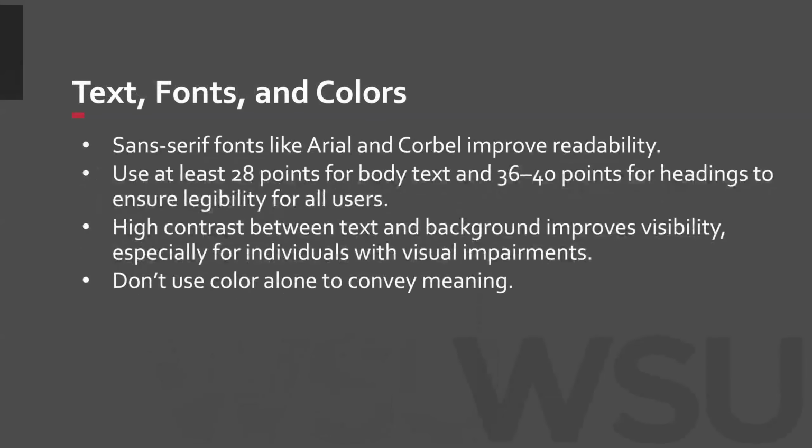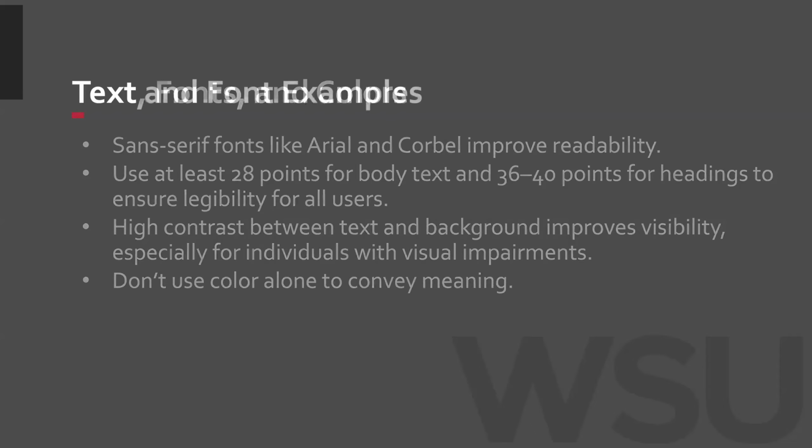The text, fonts, and colors slide appears, with a bulleted list. So text, fonts, and colors. Sans serif fonts like Arial and Corbel improve readability. It's important to use at least 28 points for body text and 36 to 40 points for headings to ensure legibility for all users. High contrast between text and background does improve the visibility, especially for individuals with visual impairments. And also don't use color alone to convey meaning, and I'll give some examples of this.